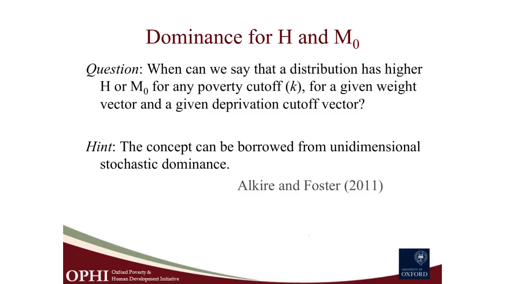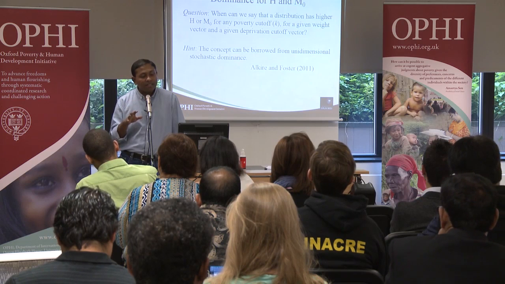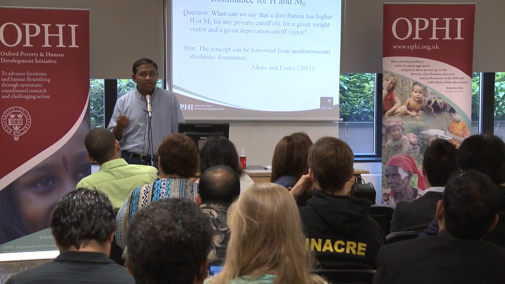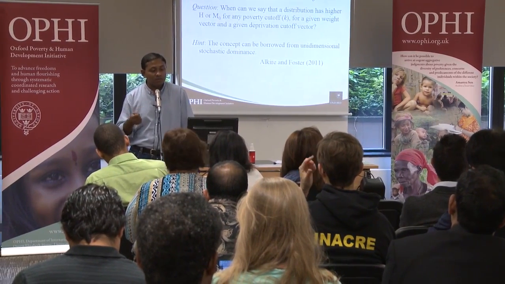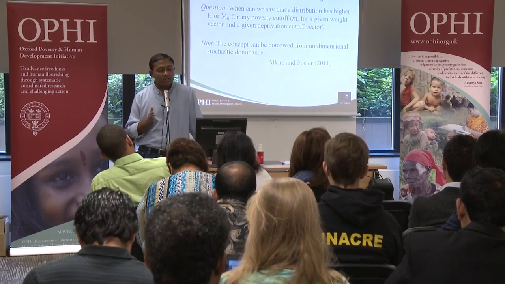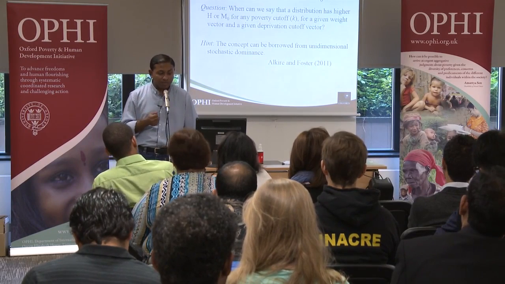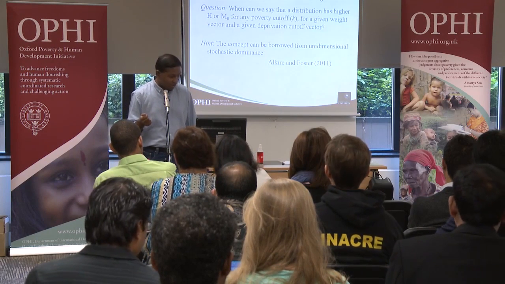Now, can we say that a distribution has higher multidimensional head count or adjusted head count ratio for any poverty cutoff, no matter what you select, for a given weight vector? Suppose you are given the weight vectors and the deprivation cutoffs at first. When can you say that a distribution has higher multidimensional head count and adjusted head count ratio, no matter which poverty cutoff you select? It's very similar to the concept of unidimensional stochastic dominance, and the results of course come from Alkire and Foster's paper in the Journal of Public Economics.